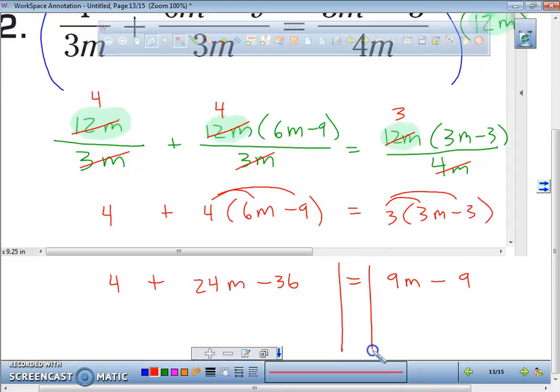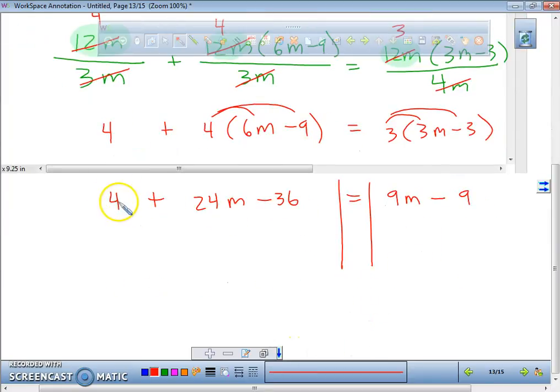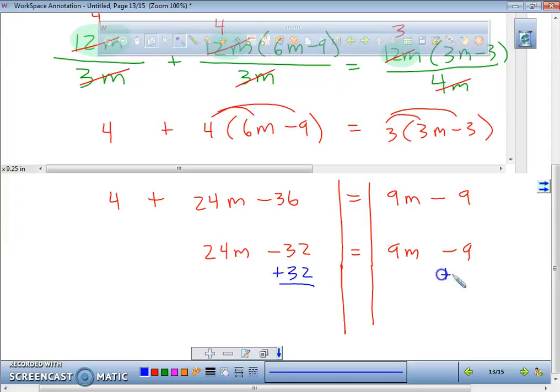There we go. Now, all we have to do is solve for m. Over here, I'm going to clean it up. I'm going to take the 4 and add it to the -36. And that's going to get me -32. So all I did was combine the 4 and the -36 to get the -32. Now I'm going to solve for my m variable by adding 32 to both sides and by subtracting 9m from both sides. Here, I'm left with a 15 times an m.